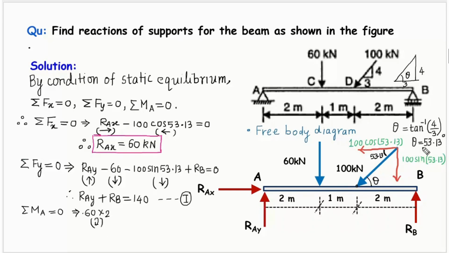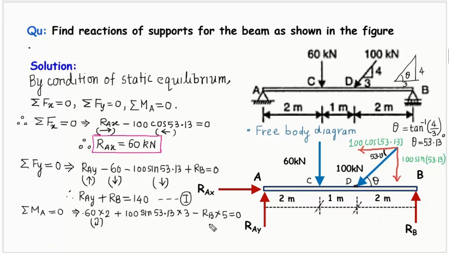Now this 100 sin 53.13 is shown acting over here at this point, but actually it is acting at this point. The point of application is this point. This point is point D, friends, and this point was point C. So they are acting at point D. So 100 sin 53.13 into this distance, again clockwise, so positive, into distance, which is 3 meters. And RB will rotate the beam in the anti-clockwise sense, so minus RB times the distance from here to here, which is 5.